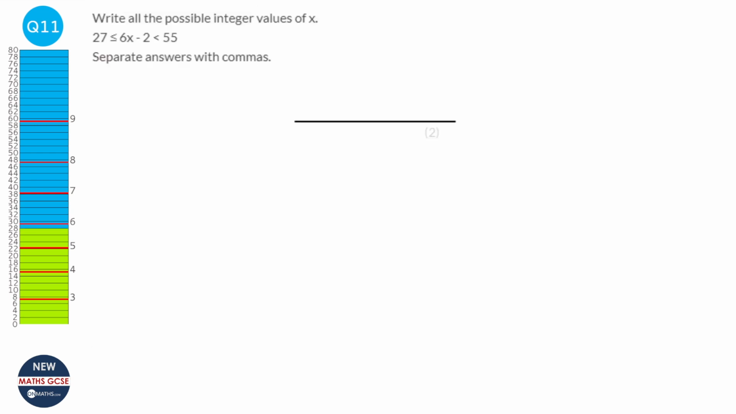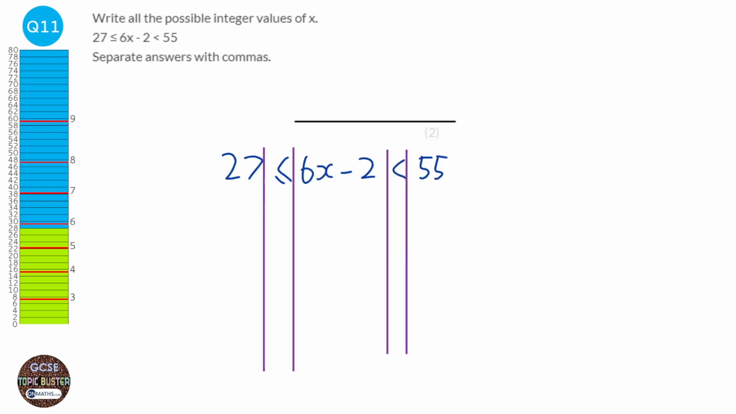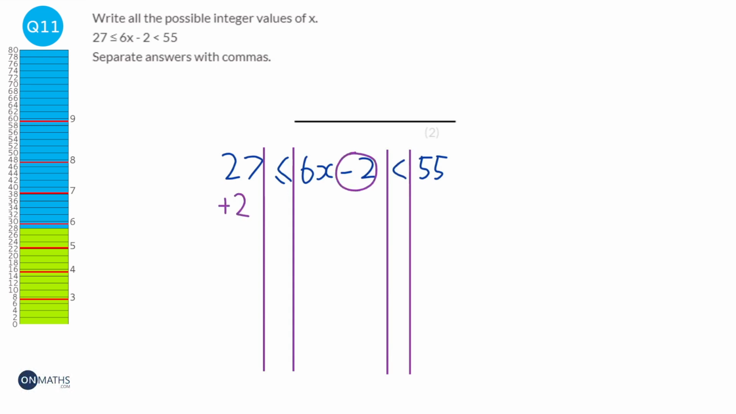So the first thing we need to do is solve the inequality. So I'm just going to write it out again so we've got a bit more space. And let's put our tram lines in. So the first thing I'm going to do is get rid of that minus 2. So we're going to add 2 to all 3 sides. So that'd be 29, 6x, and then 57.